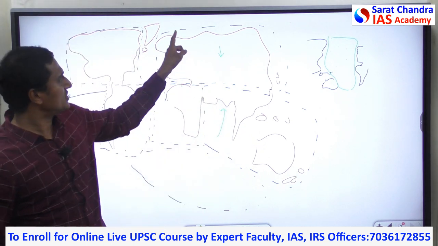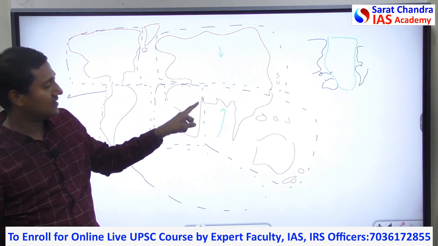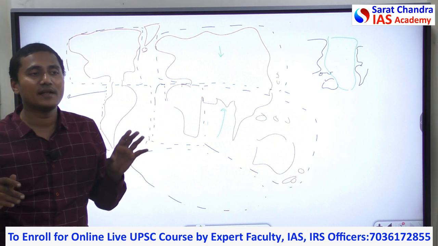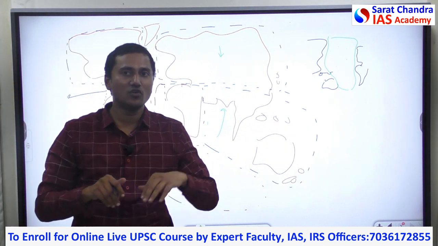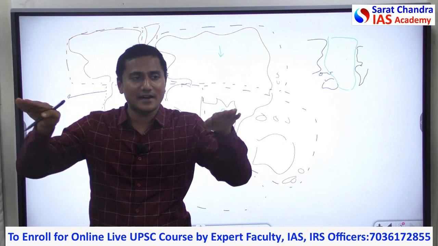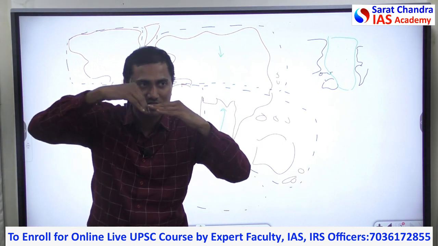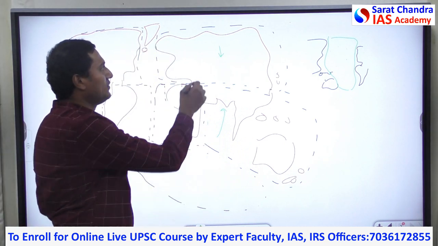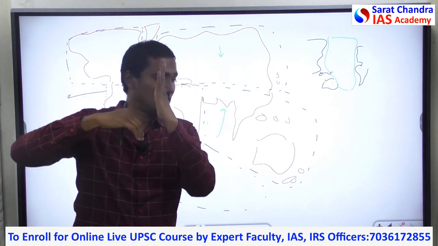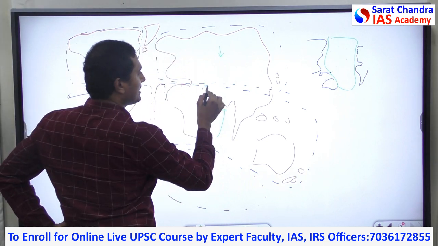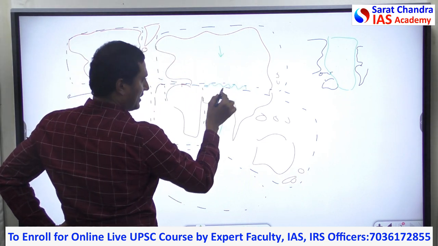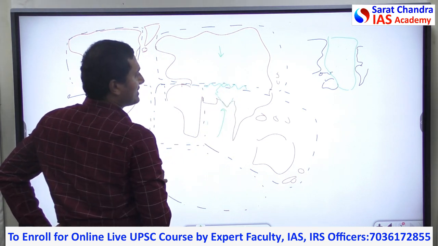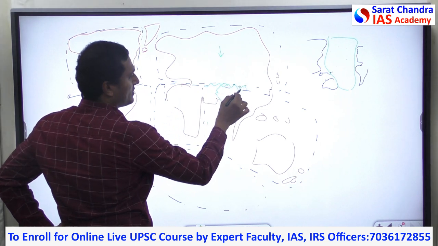Now, the Eurasian plate has almost entirely land, but the Indo-Australian plate has a lot of sea. So which is the heavy plate? When the Eurasian plate and Indian plate collide, which one will subduct? Yes, the Indian plate will subduct, and the Eurasian plate will rise up and form the Himalayas. You take North India, this is the Himalayas. And I told you, plates are not exact straight lines.